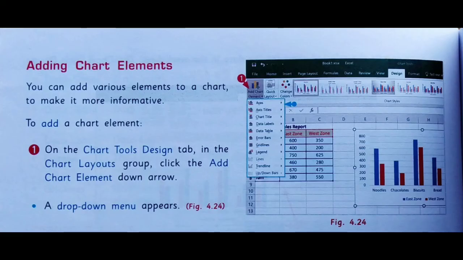Adding chart elements. You can add various elements to a chart to make it more informative. To add a chart element, on the Chart Tools Design tab in the Chart Layouts group, click the Add Chart Element down arrow. A drop-down menu appears. Then do any of the following.